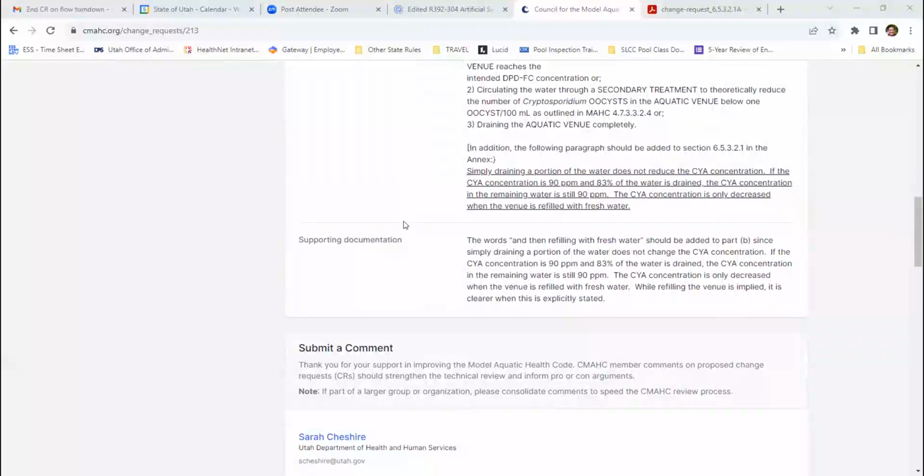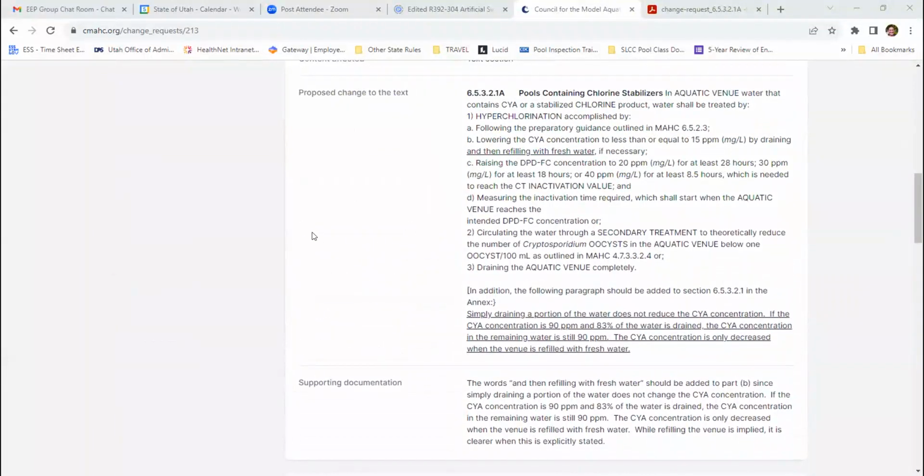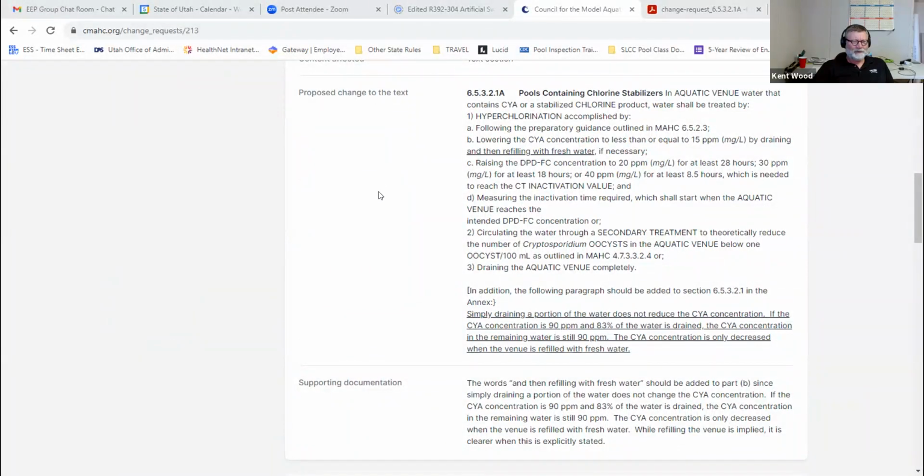So the implication is that you drain and refill, but the language just says that you drain it. Yeah. If you don't say you got to refill it, somebody will be out there with a half full pool, chlorinating the hell out of it, hoping for the best. Yeah, I think this is saying that you need to drain and then refill. So you need to shut off your autofill while you drain.